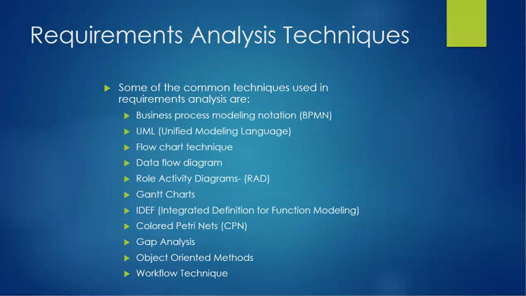We can define the time for each process. And based on that, we can identify if there is a delay or there is a time that can be cut, or something can be used in that area to automate or to make it more efficient. We can use the integrated definition for function modeling. We can use the colored Petri nets. We can use gap analysis. As we said, we look at the current system and look at what we want the system to do, and then how we can close the gap and make it work.